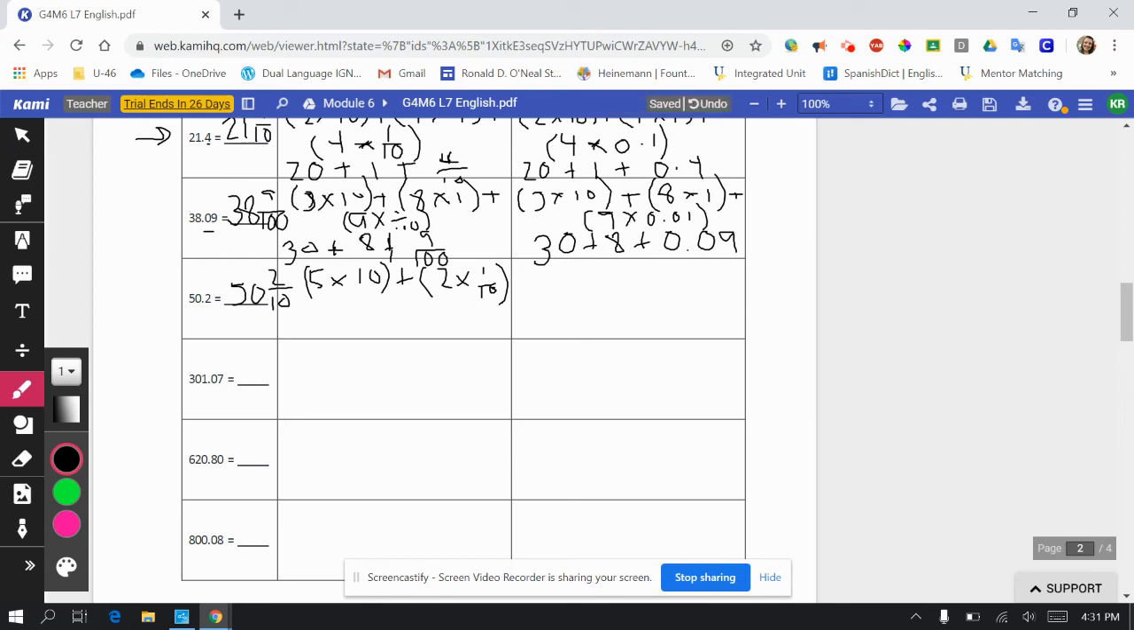Okay. So we're on the fraction side, so we're using 1/10 there as a fraction. On the decimal side, it would say 5 times 10 plus 2 times 0.1. And that would say 50 plus 2/10. Decimal side would say 50 plus 0.2. There we go.